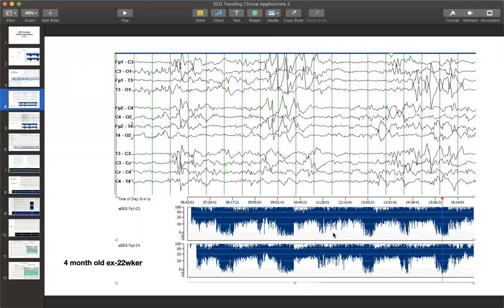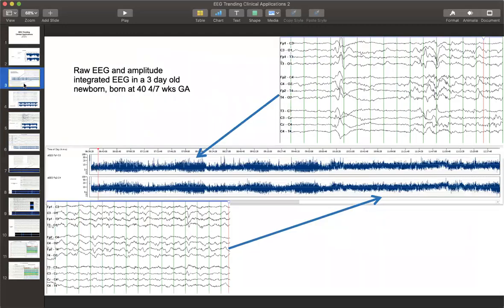So just the overall quality of the sleep-wake cycles is not as good, and it's much easier to see this at a glance on the amplitude integrated EEG than trying to compare the raw EEG. I'll go back to that first one just to compare.